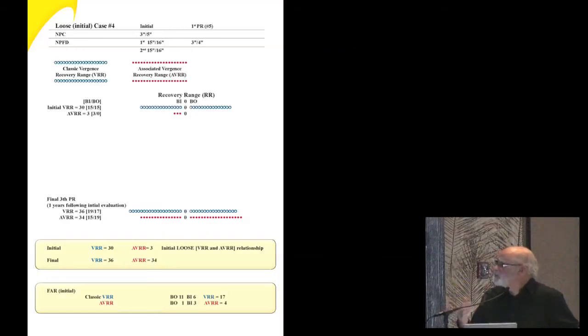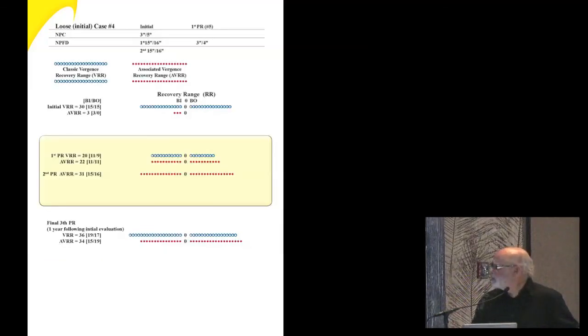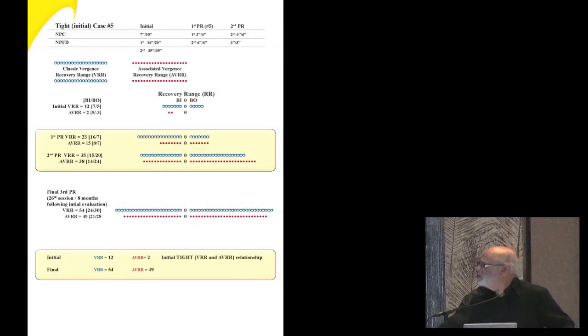At distance, same kind of loose spread. 17 vergence range and a 4 vergence range under associated conditions. Take a look at that spread evolving. This stuff is so interesting.